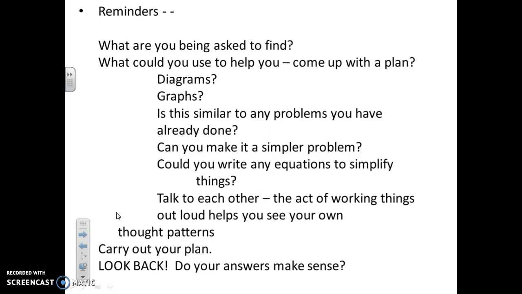What are you being asked to find? What can you use to help you come up with a plan? Diagrams, graphs. Is it similar to any problems you've done in the past? Can you make it simpler in any way? Could you write any equations to simplify things? That particular portion, this right here, that's going to be really important when we get to the silo one.